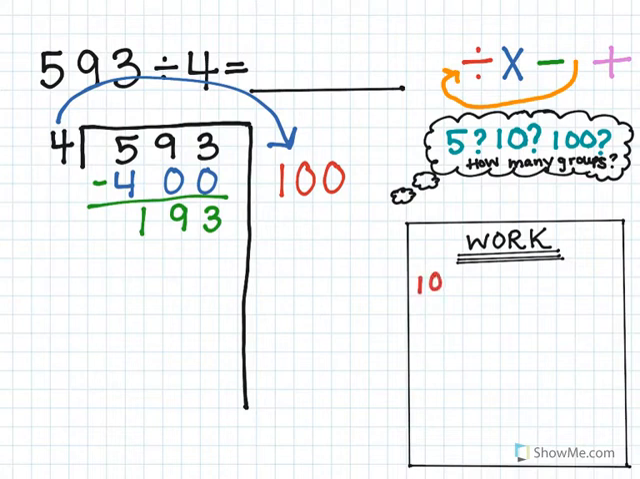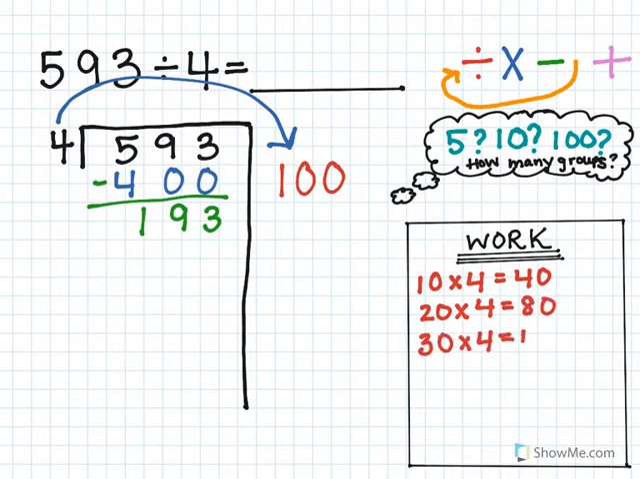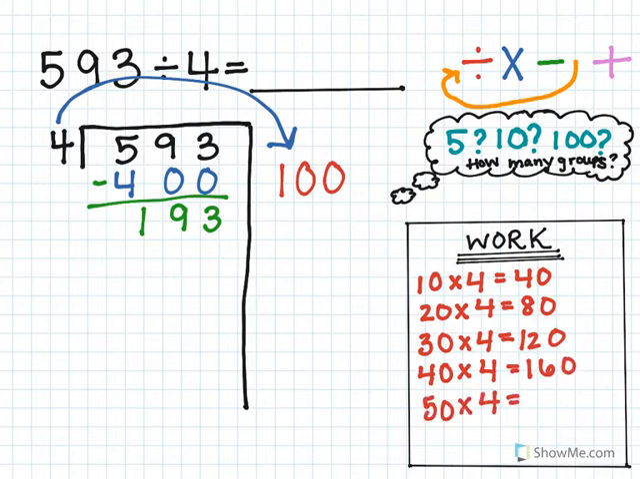So 10 groups of 4 would be 40. 20 groups of 4 would be 80. 30 groups of 4 would be 120. Let's get closer. 40 groups of 4 would be 160. And 50 groups of 4, well, that would be 200. And that's too much. So let's use 40 more groups of 4. So I'm going to write 40 as my second partial quotient.